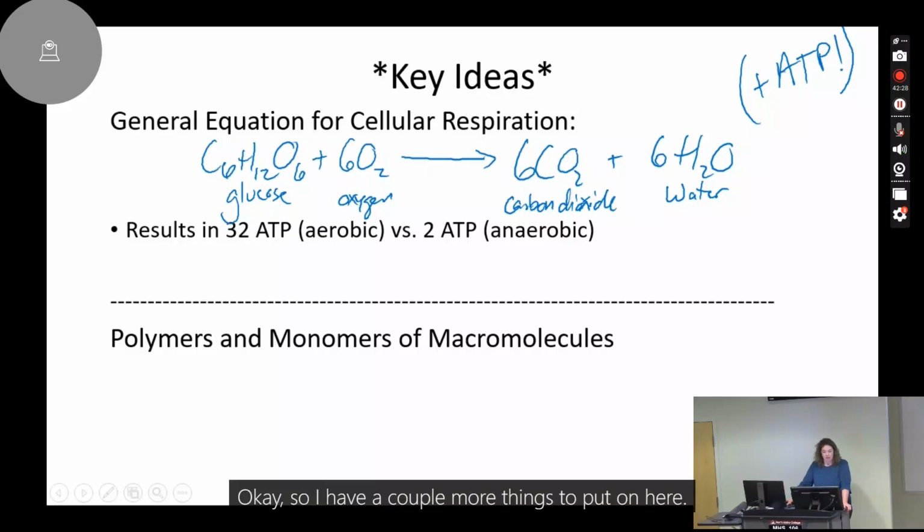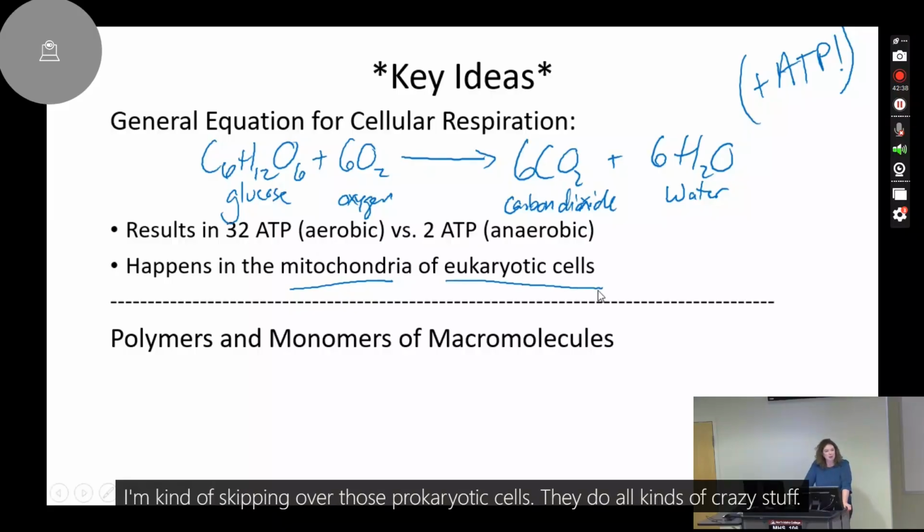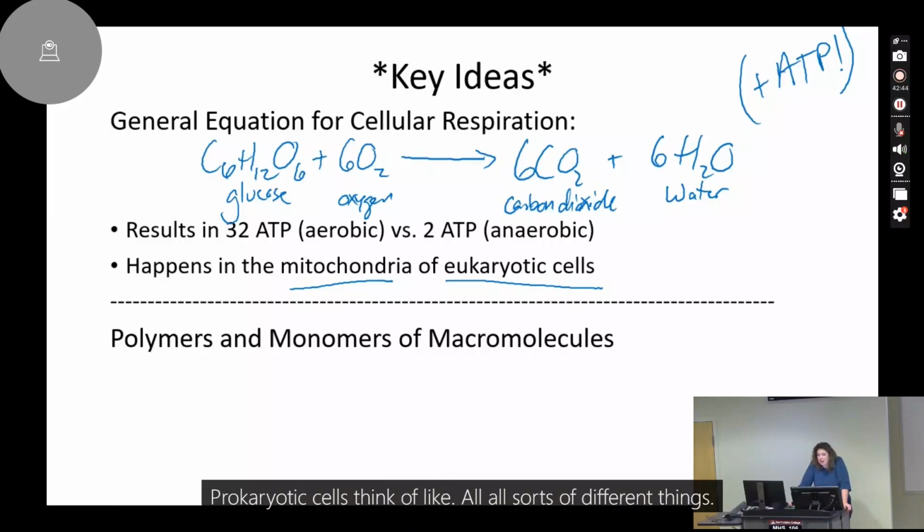Okay. So, I have a couple more things to put on here. It happens in the mitochondria of eukaryotic cells. I'm kind of skipping over those prokaryotic cells. They do all kinds of crazy stuff. So we're going to just talk about mitochondria of eukaryotic cells.